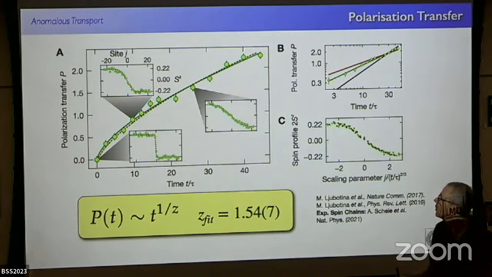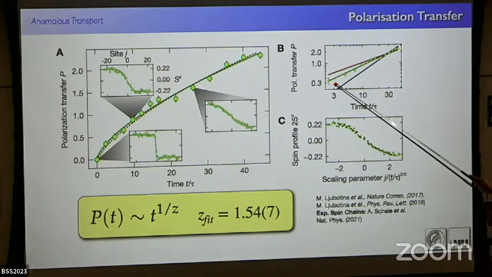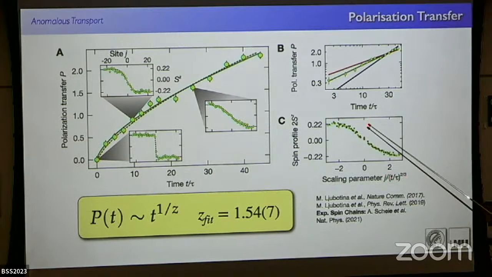Okay. And just plotting it on a log-log plot, you can really see that it's totally different from ballistic, which is this blue curve, or diffusive, which would be this red curve. And if we do a scaling collapse with this dynamical exponent of 3/2, all these magnetization profiles nicely collapse onto each other.